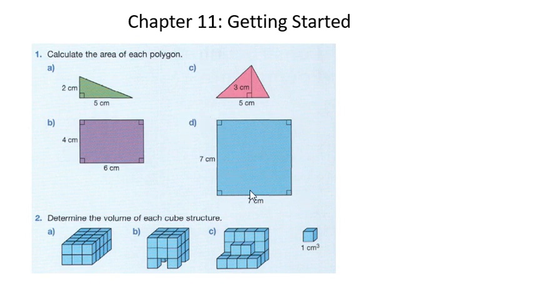D, the area of a square, is just side times side. You could call this side squared or length times width. And the area is 49 centimeters squared.